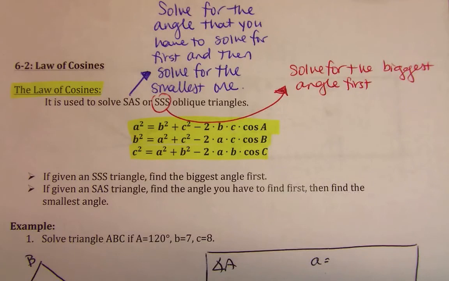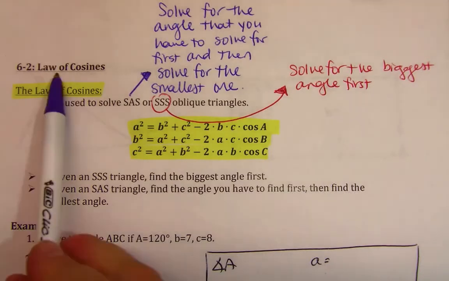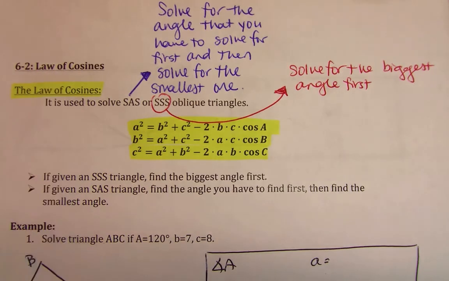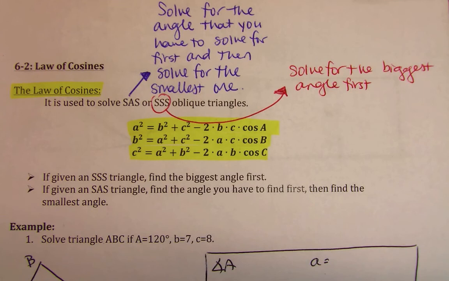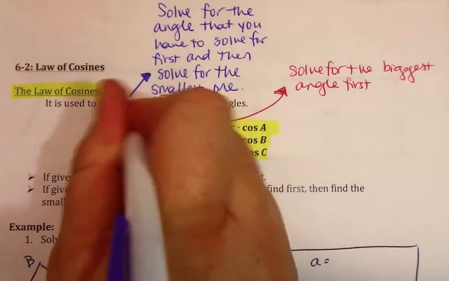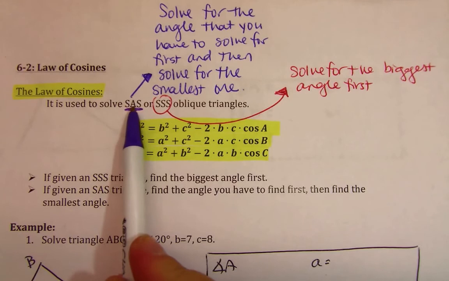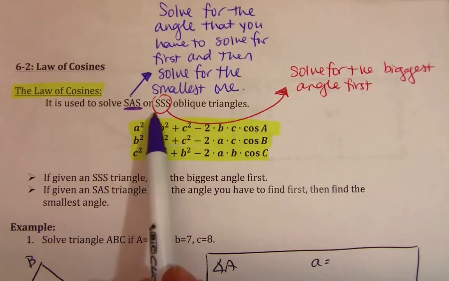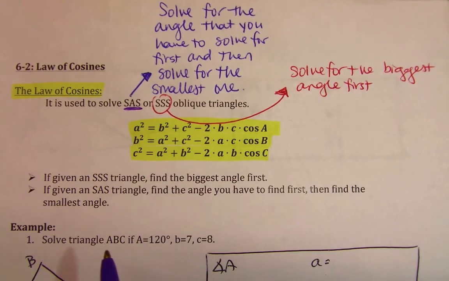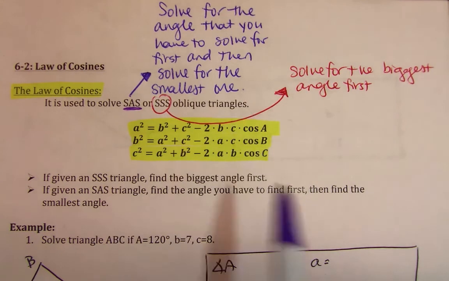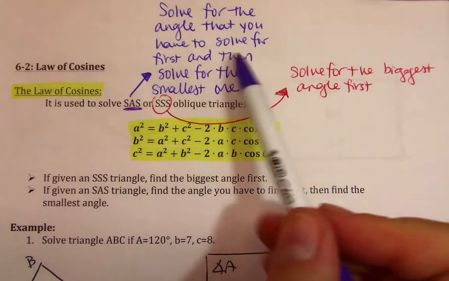Okay, so this is section 6-2, and now we're talking about the law of cosines. We're still talking about solving triangles, but we're talking about a few different cases. Now we're looking at triangles where we're given a side, an angle between those two sides, and then another side. We're also looking at side, side, side. Now we have different directions for these two different setups.